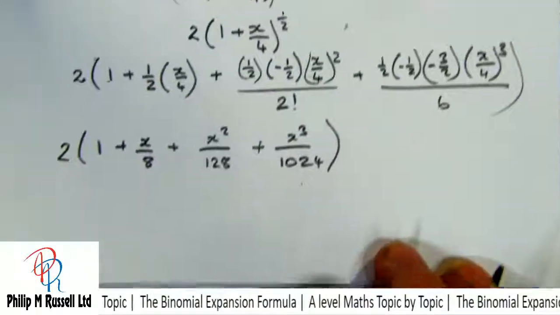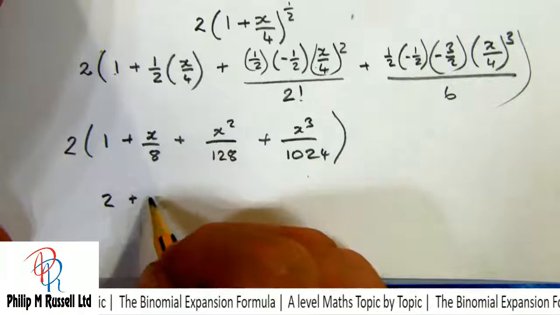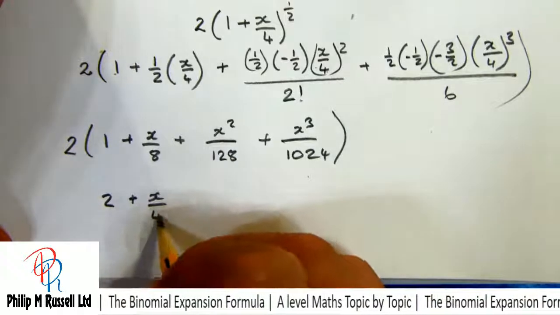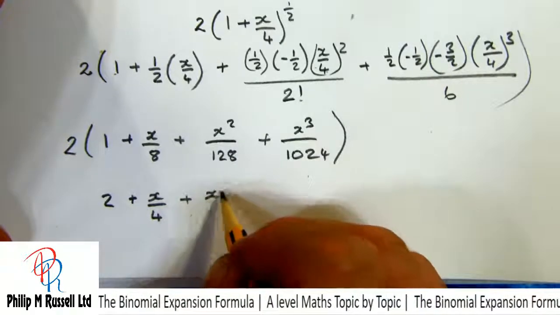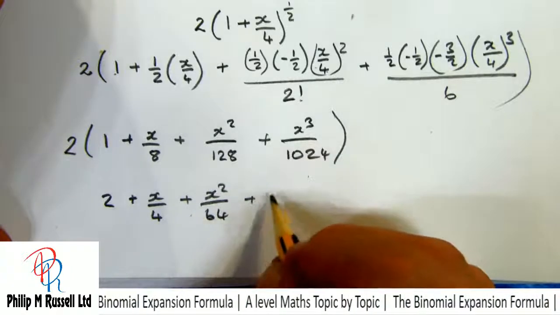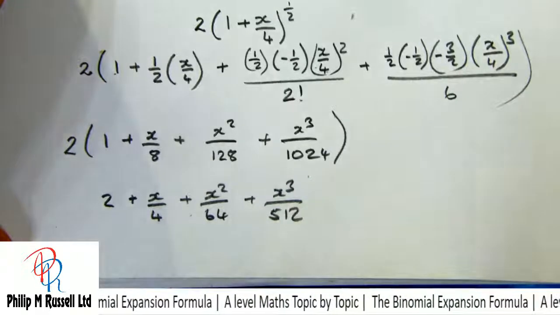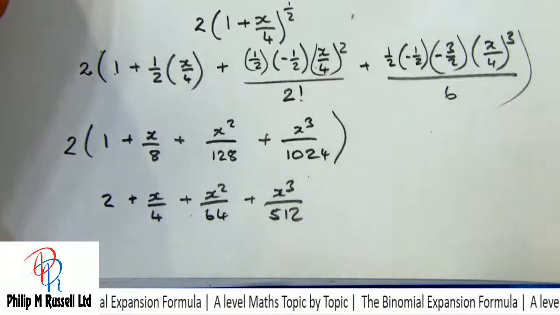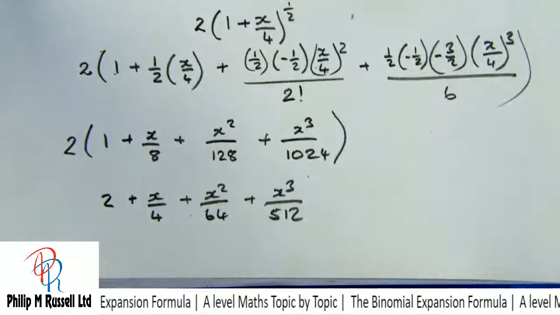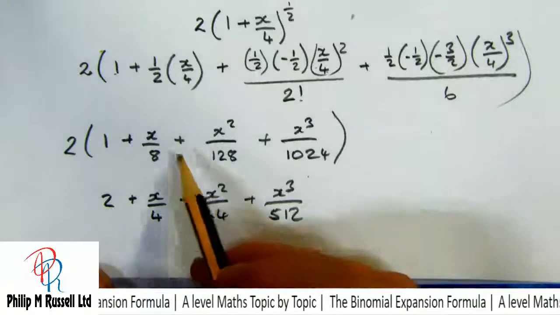Now we're going to multiply everything by 2. That's going to give me 2 plus x over 4 plus x squared over 64 plus x cubed over 512, and that gives me my sequence.